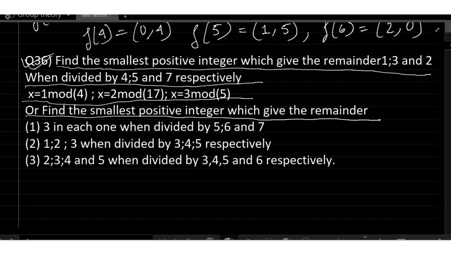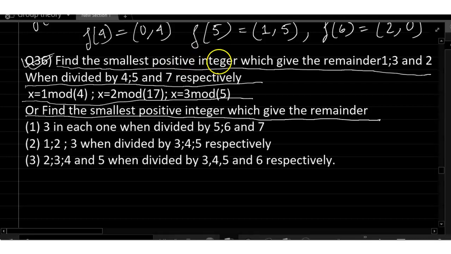Let's try to solve this problem. So friends, this problem is Chinese remainder theorem. I will solve the remainder, and this question is: find the smallest positive integer which gives the remainder 3 when divided by 5, 6 and 7.